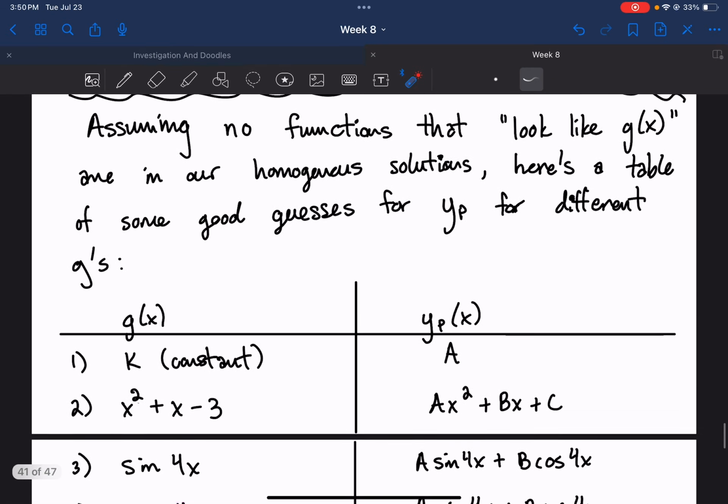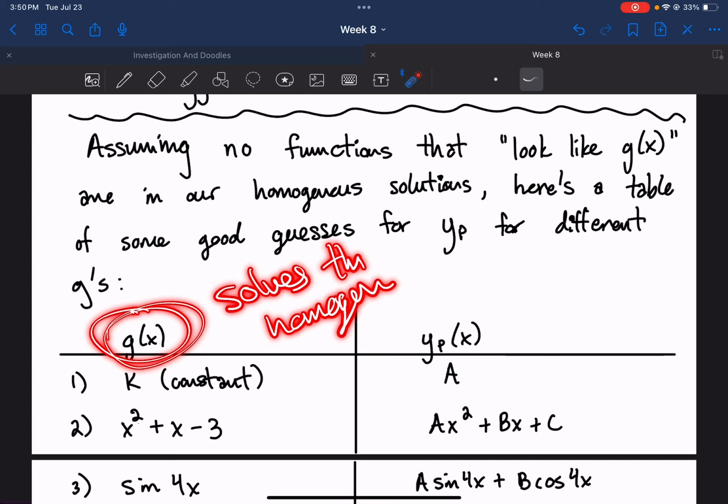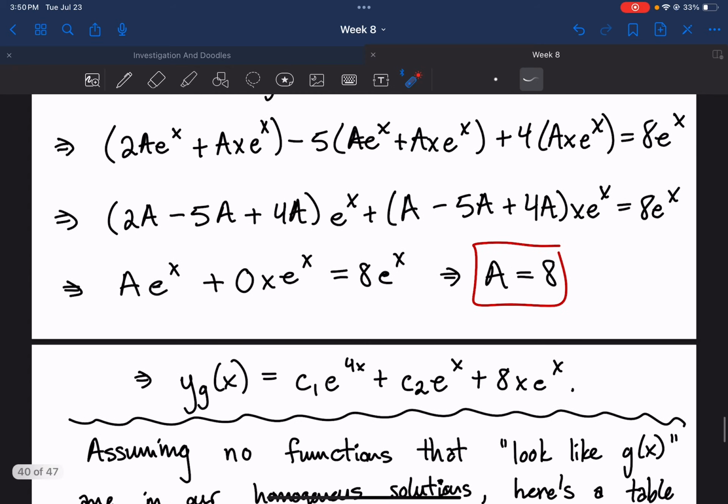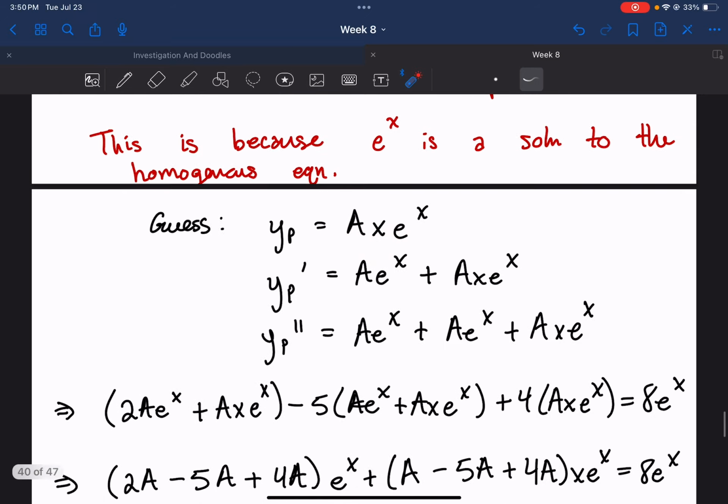Again, assuming that nothing that looks like G solves the homogeneous equation. Because if it does, you need to compensate, right? And add in this extra x. You just go up a power.